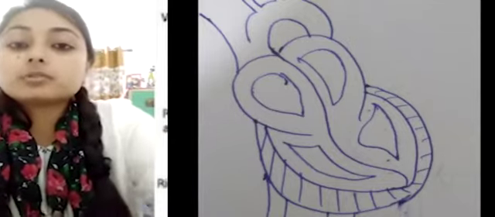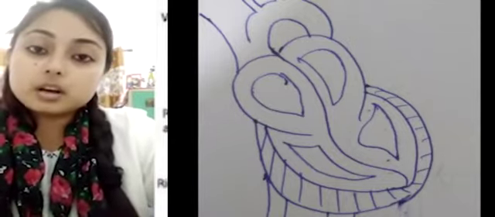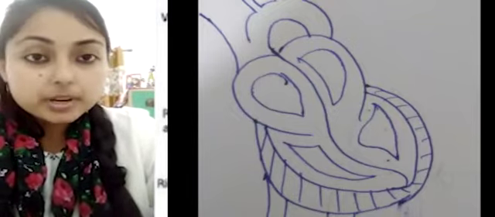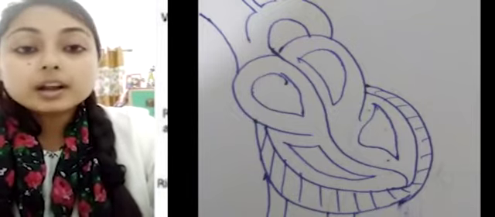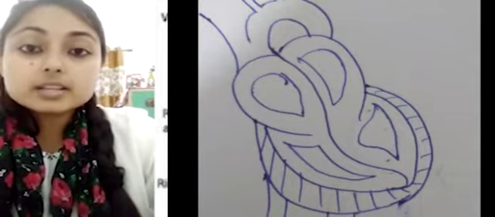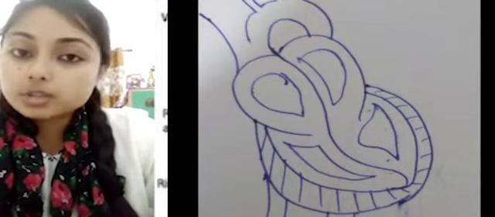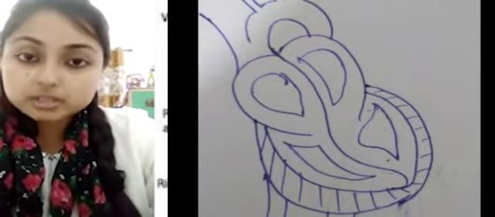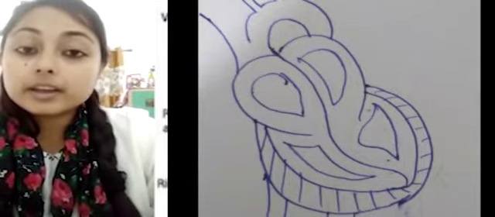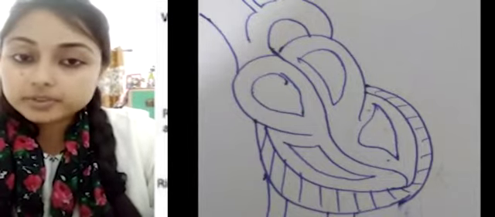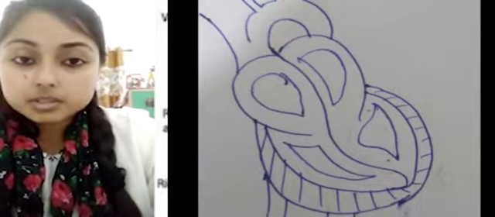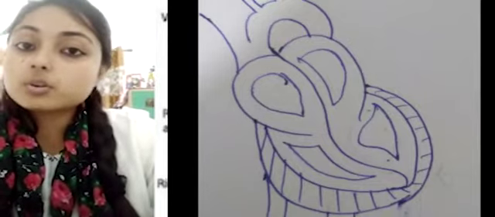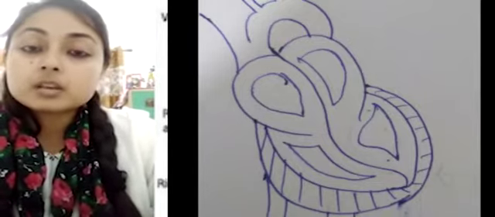Now let's talk about the vessels leaving the heart. The pulmonary artery arises from the right ventricle and carries deoxygenated blood to the lungs for purification. Next, the aorta arises from the left ventricle and carries oxygenated blood to supply it to all parts of our body.